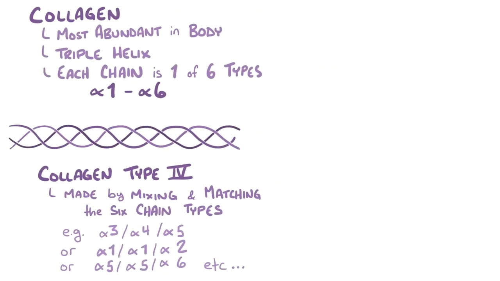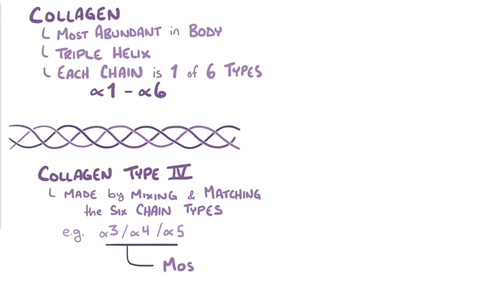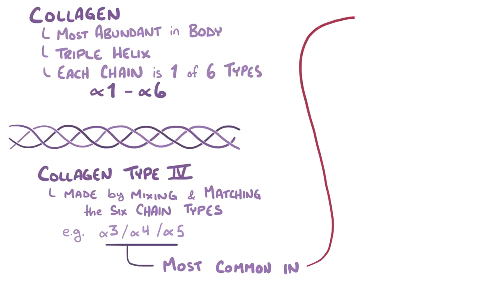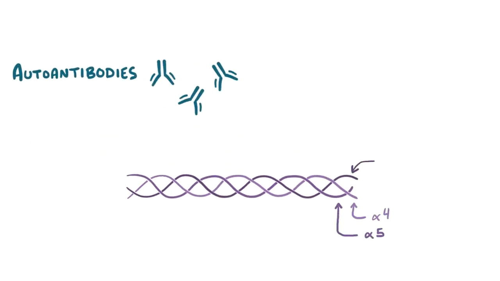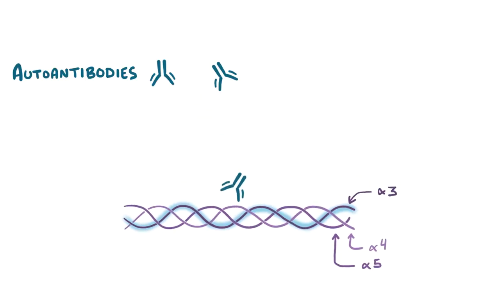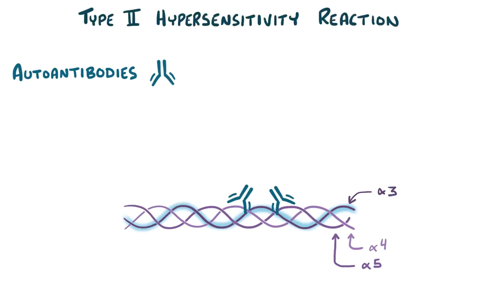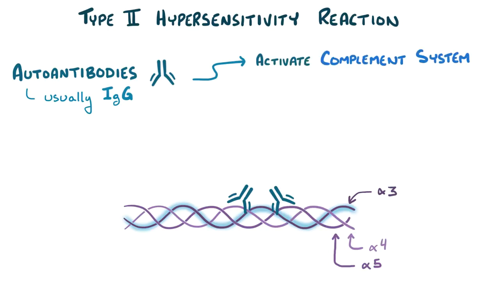So it turns out that the alpha 3, alpha 4, alpha 5 variant is most common in the glomerular basement membranes of the kidneys and the alveolar basement membrane of the lungs. In Goodpasture syndrome, autoantibodies bind to a specific part of the alpha 3 chain that's usually hidden deep within the folded chains. This is an example of a type 2 hypersensitivity reaction, because once these autoantibodies, usually IgG but rarely IgM or IgA, bind to the alpha 3 chain, they activate the complement system.